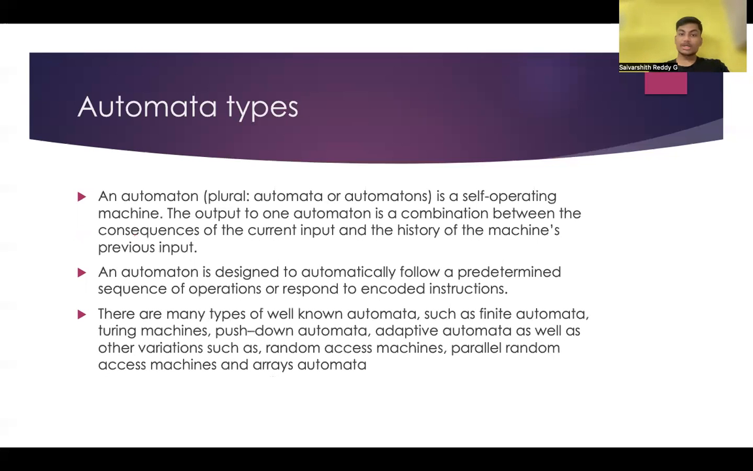Automata types. An automaton is a self-operating machine. The output of the automaton is a combination of the consequences of the current input and the history of the machine's previous inputs. An automaton is designed to automatically follow a predetermined sequence of operations or respond to encoded instructions. There are many types of well-known automata, such as finite automata, Turing machines, push-down automata, adaptive automata, as well as other variations such as random access machines and array automata.